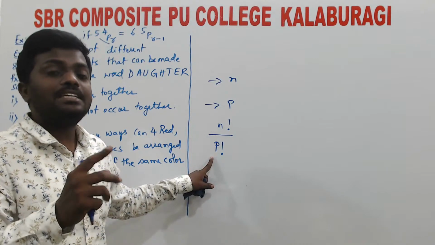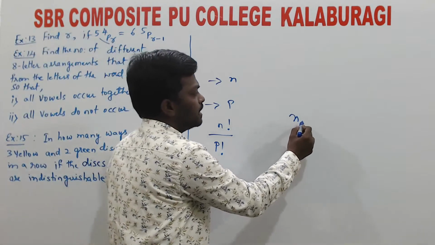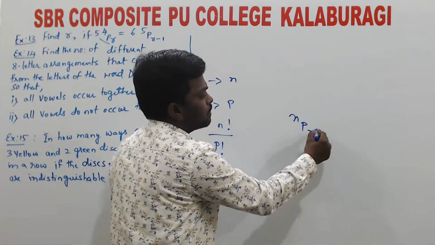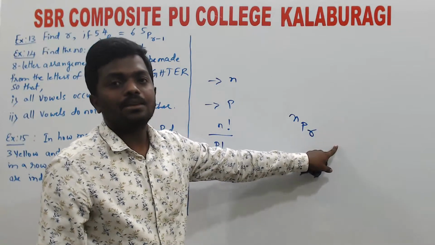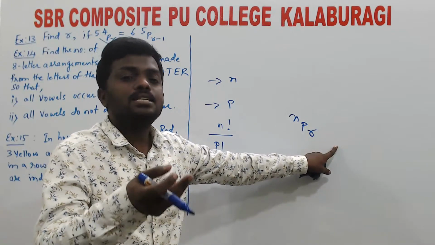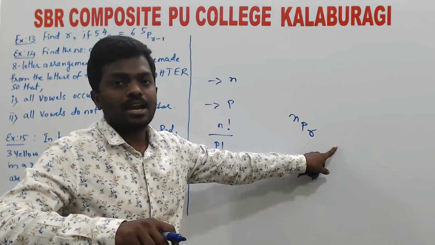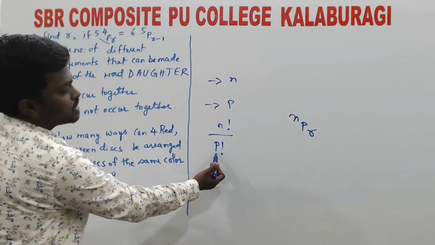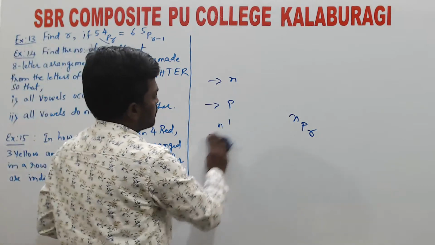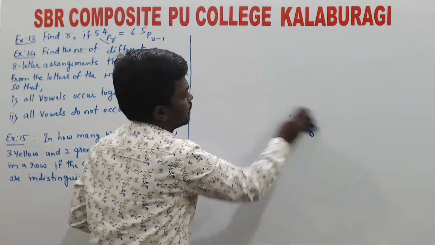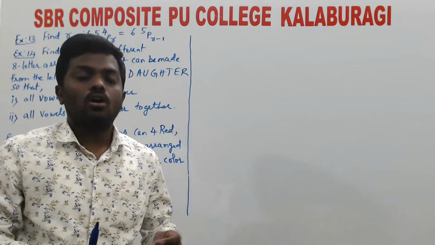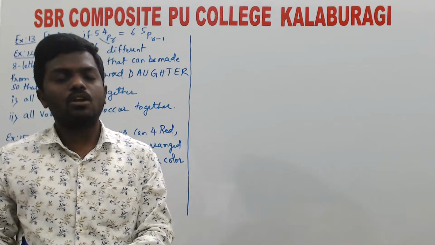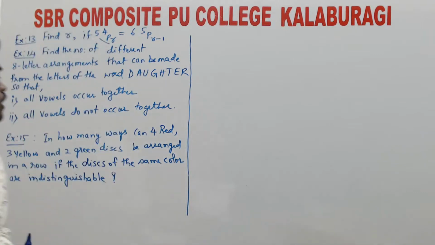If we are having distinct objects, all different, what's the formula to be used? nPr. nPr is equal to n factorial by (n minus r) factorial. But if you find some non-distinct objects, some are similar, then use the other formula. So on every occasion you have to check whether they are distinct, different objects, or not different, meaning similar objects. Okay. So now reading example 14.